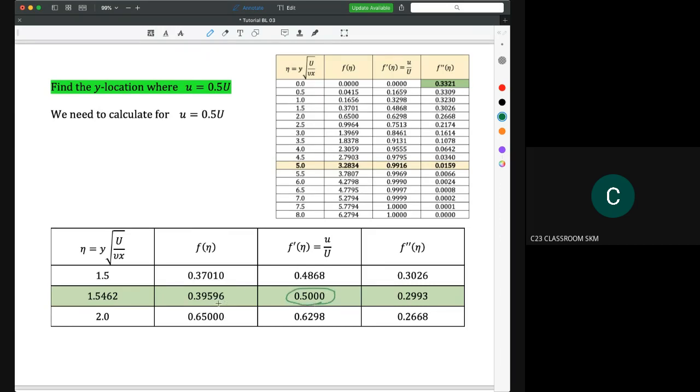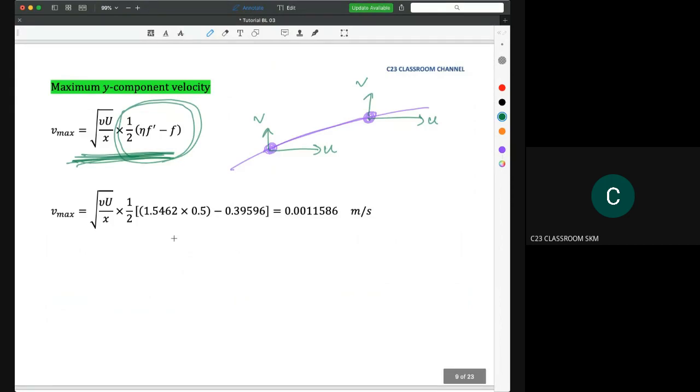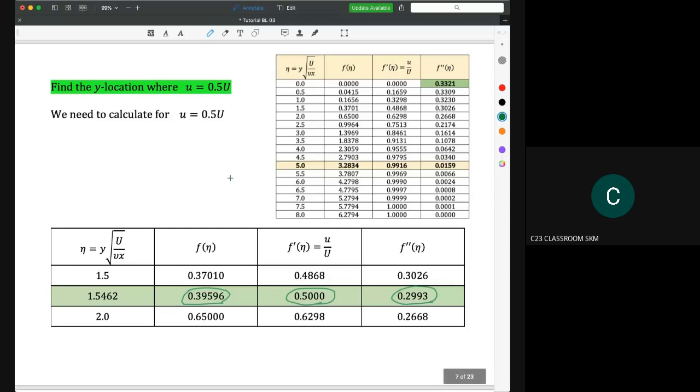So then we have f eta is 0.39. This is f prime, and this is f double prime. So according to this question, we will have 1/2 eta. So eta is 1.5862 times f prime. According to here, f prime is 0.5. So this is the value of eta.